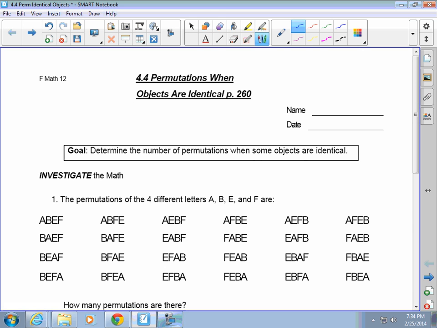Okay, section 4.4 is on permutations when objects are identical. So when we basically have repeats.